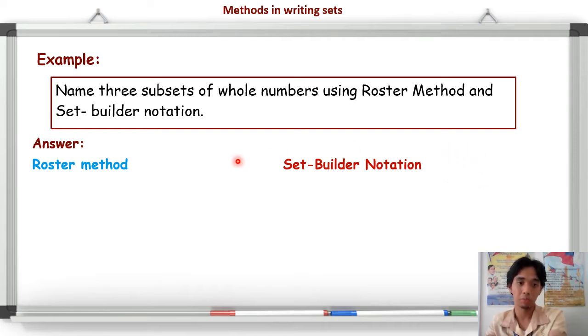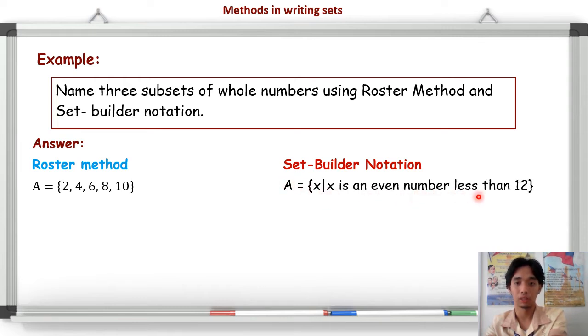For our first subset, let's say we have 2, 4, 6, 8, 10. And if we translate this into set builder notation, this is what it would look like. Set A with x such that x is an even number less than 12.